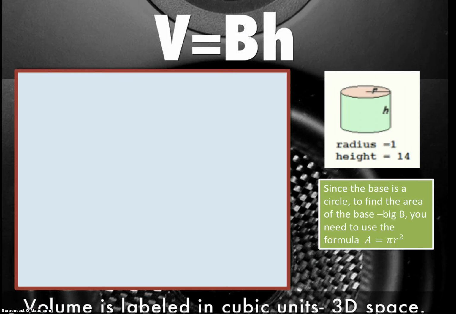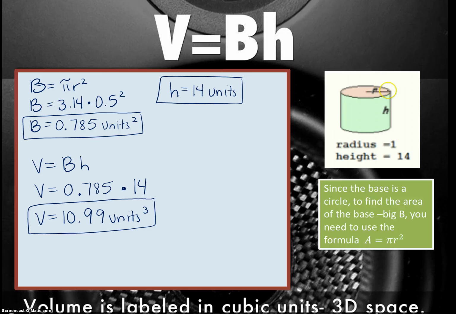Here's another example. Pause the video and see if you can find the volume all on your own. So for this problem again, I want to find my base. My base is the two faces that are identical. So my base is a circle, so I need to ask myself, how do I find the area of a circle? And I have the formula A equals pi r squared for finding the area of a circle.